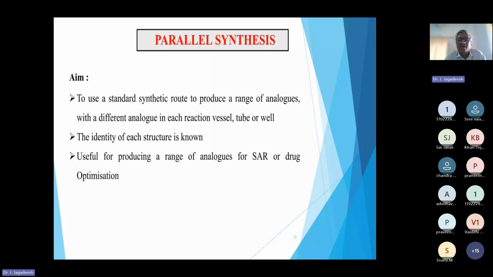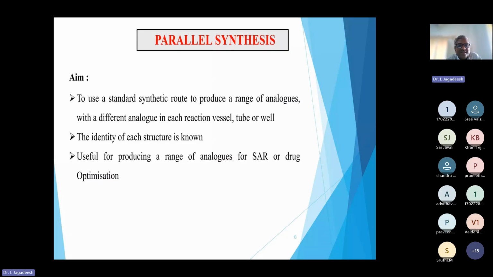The reason is you are not synthesizing for production. You want to synthesize for research and development. So in the initial stages you are going to have microgram quantities only. By this well method, the advantage is that your reaction vessel changes from multi-liter vessels to microliter wells. That is the reason it allows multiple synthesis routes. When you are doing it, it will consume a very small quantity of chemicals.